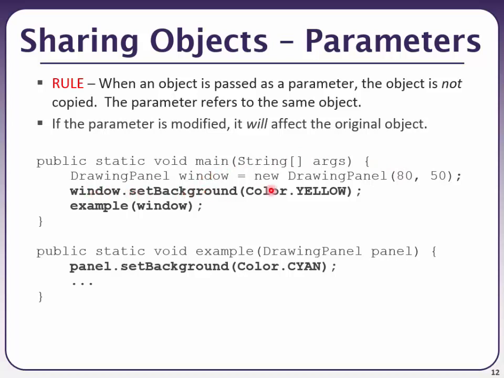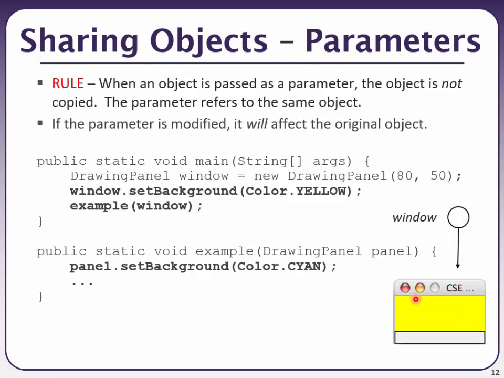We use window to set the color background of that panel. For example, we set it to yellow. So here's what's going to happen. Here is our local variable window that is located inside the main. It refers to that object, and we call set background. So now the color of the background inside that drawing panel object is yellow.